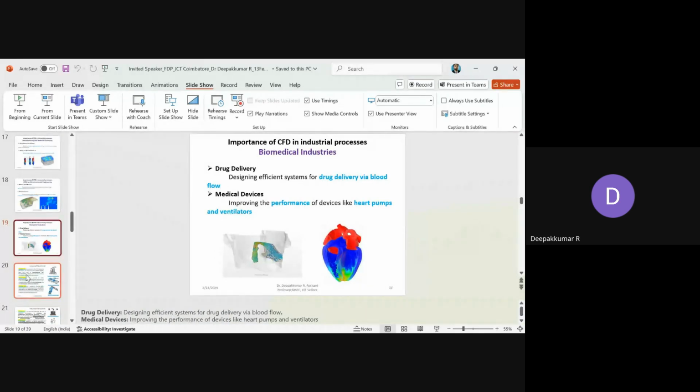And another industry is biomedical industries, where you can see medical devices, improving the performance of devices like heart pumps and ventilators. In recent years, this is another outstanding growth area of CFD application in medical and biomedical sectors. And drug delivery systems, designing efficient systems for drug delivery via blood flow, pumping, and blood flow analysis are some of the applications of CFD in biomedical sectors, biomedical industries.